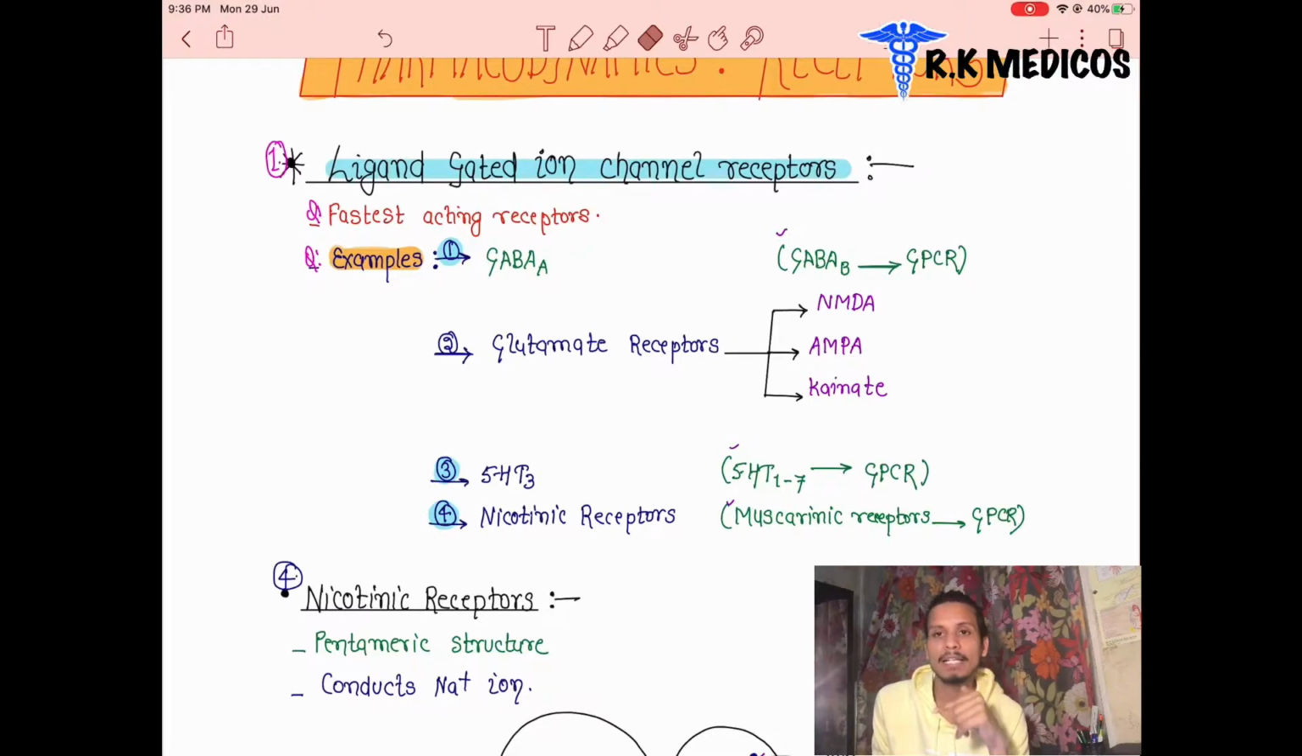GABA A and GABA B. GABA B is a G protein coupled receptor. They are acting differently. How are they acting? In GABA A, ions are going inside the cell. But in GABA B, the gamma aminobutyric acid receptor, there is a GPCR acting.